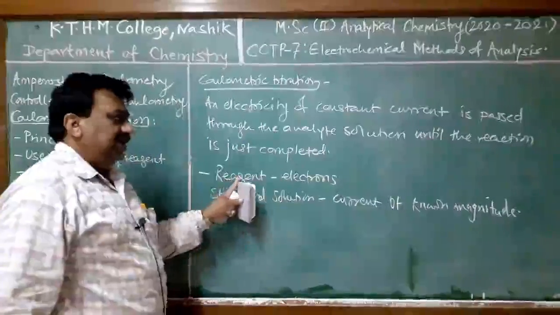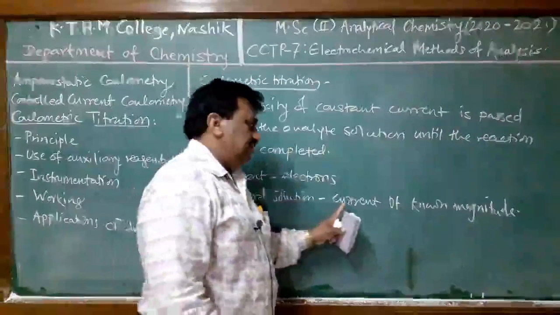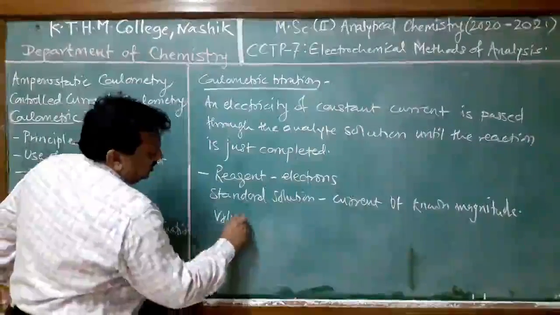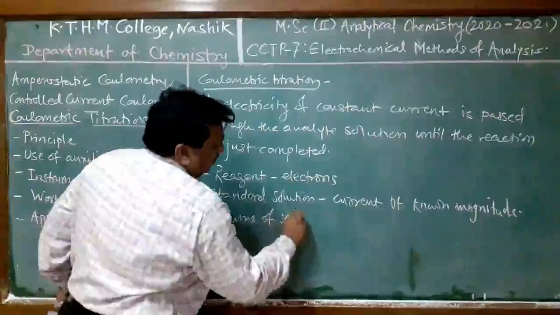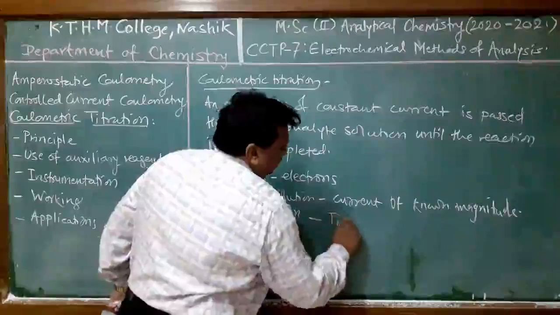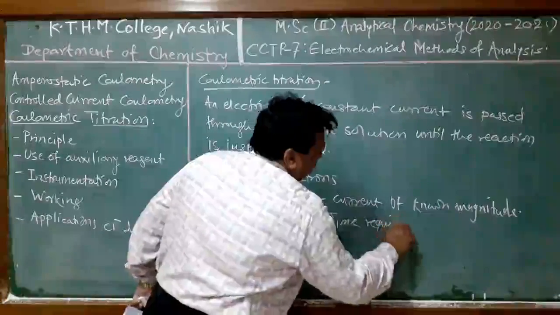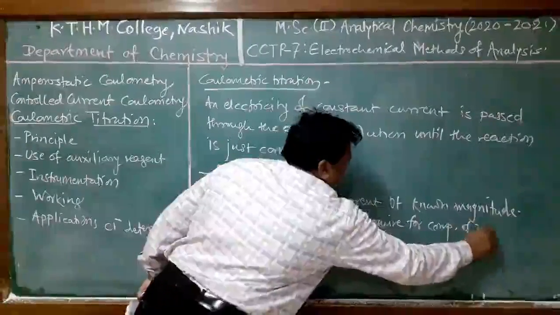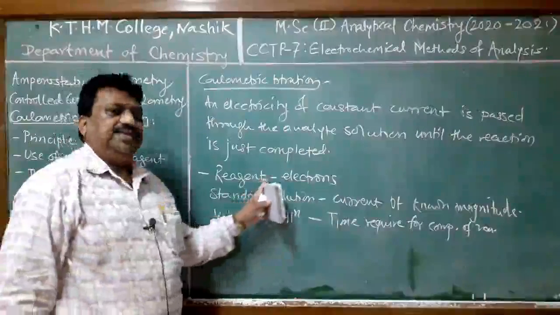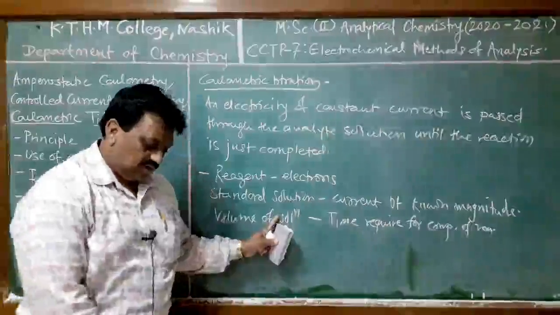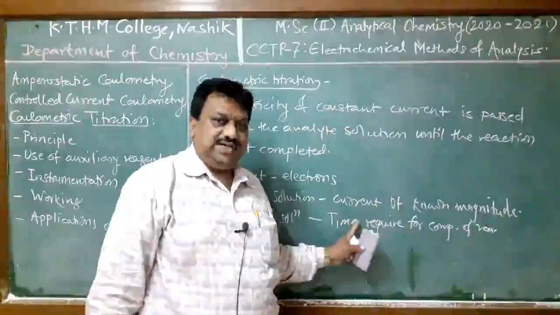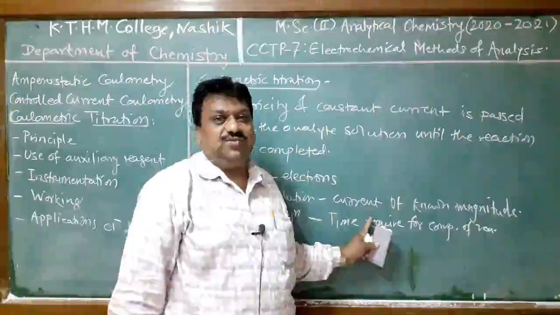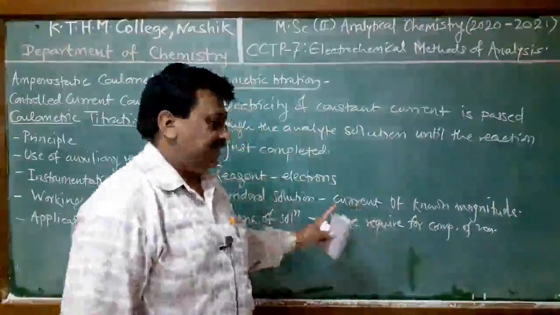In this technique, the reagent is electrons, the standard solution is a constant current of known magnitude, and the volume of standard solution is replaced by the time required for completion of the reaction. Therefore, all these factors are known, from which we can determine the quantity of electricity, and we can correlate it with the concentration of analyte by means of Faraday's law of electrolysis.